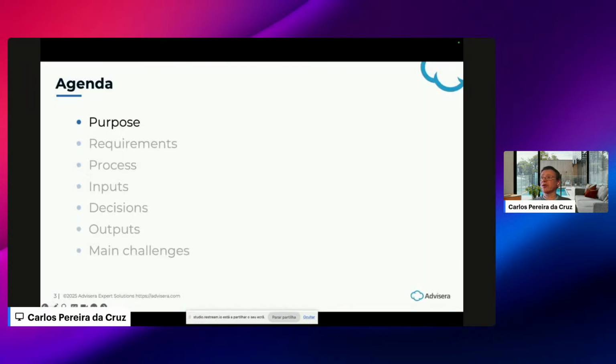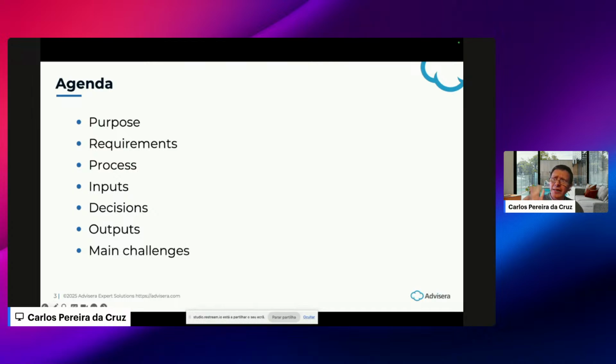So let's see the agenda for today. We'll discuss the following topics. First, we will give an overview of the purpose of the management review. Then we will check the requirements of clause 9.3. Then we'll speak about management review as a process, not just a meeting. Afterwards, we will look into the inputs. ISO 14001 is very prescriptive about the inputs. Then we will speak about the decisions, and then move into the outputs of the management review. And finally, we'll present the main challenges of management review according to questions received by email before this webinar.